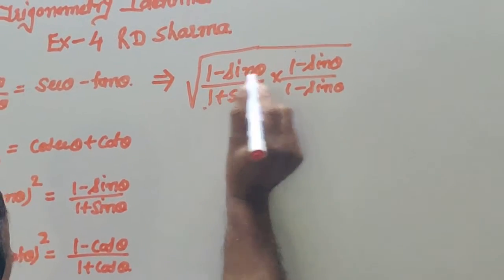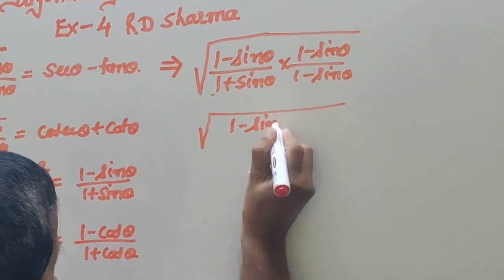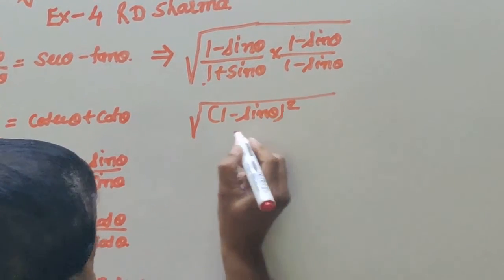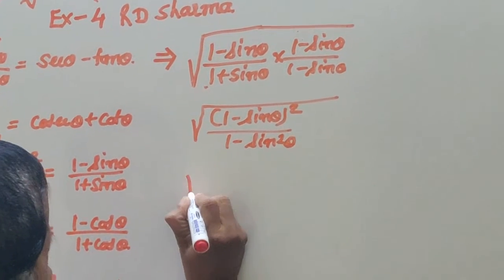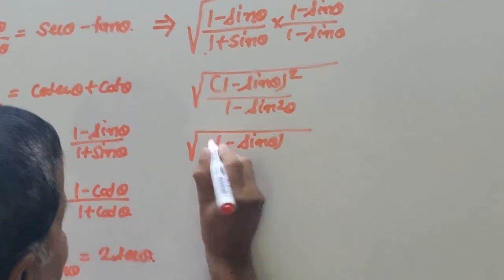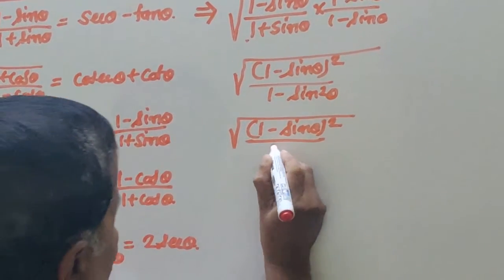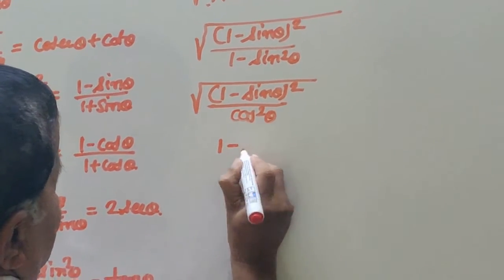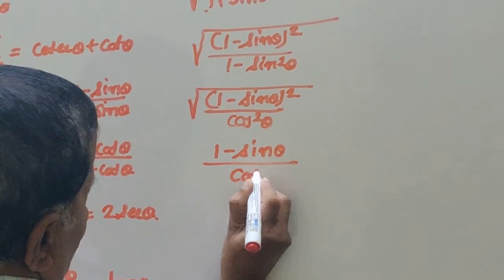Now both the numerator terms are equal, so I can write 1 minus sin theta the whole square. In the denominator, you already know a plus b times a minus b gives 1 minus sin square theta, and you already know the value of 1 minus sin square theta, which is equal to cos square theta. The numerator will remain the same. Now both the terms are in square form, so I can remove the square with the square root sign. Now what will come here? 1 minus sin theta upon cos theta.